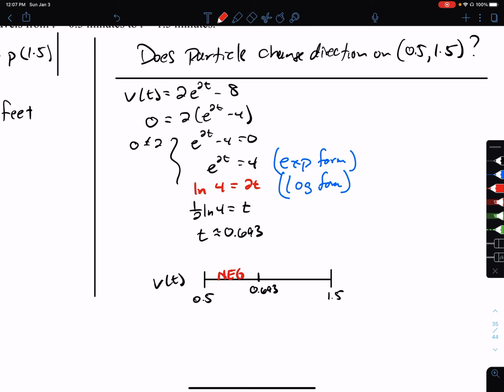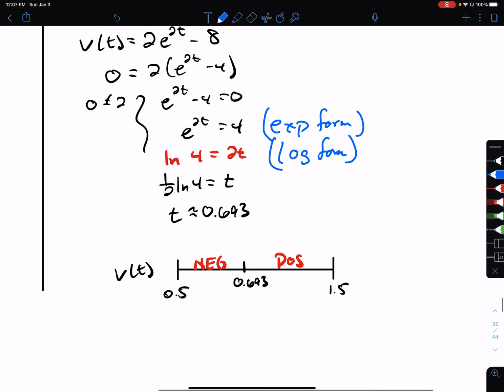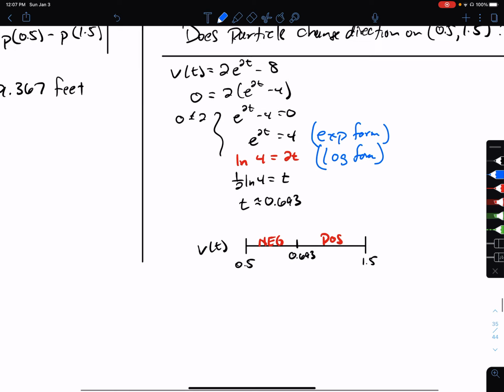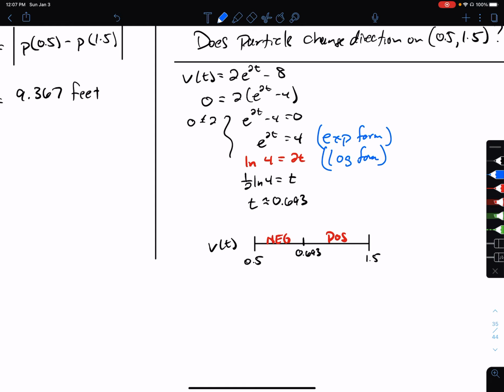How do we interpret that? We interpret that if the velocity is negative, this particle is moving left. If you put a test point in like 1 into this, you're going to find that this is positive in this interval. And how do we interpret that? The particle is moving to the right. Therefore, this little fella has changed directions.